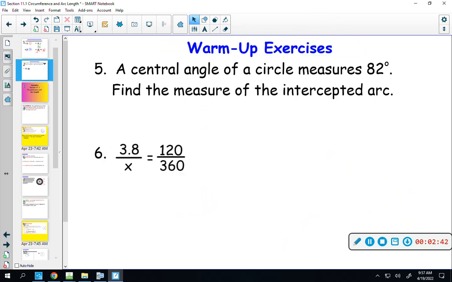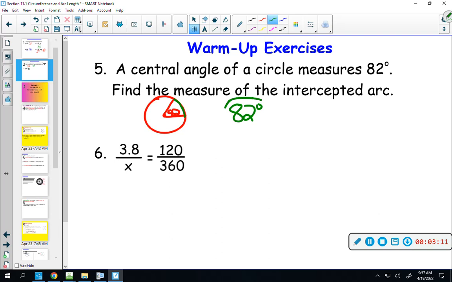So take a look at this one. Now, this is a review question from Chapter 10. Number 5 is from Chapter 10. We're using this skill today. A central angle of a circle. I'm even feeling generous. I'll draw a picture today. So there's my circle. The central angle, with its vertex at the center, is 82. What is the arc? 82. They are the same. We have to use that skill today.